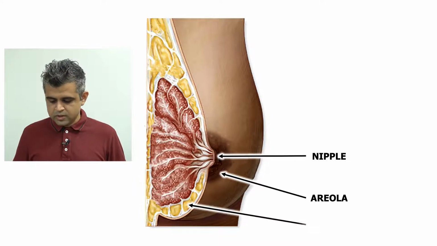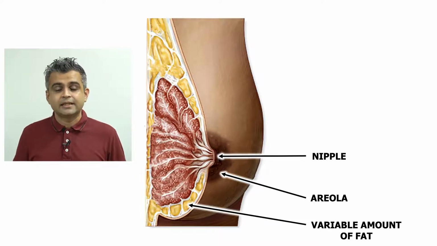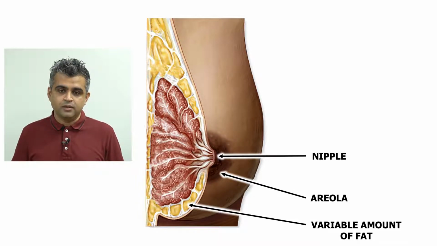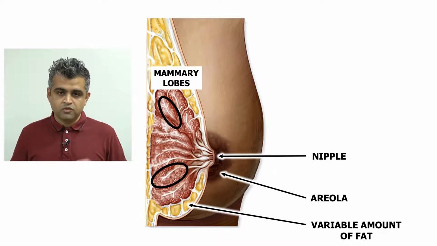Of course, you can also see the parts here in yellow, which may be more or less depending on the woman, and that is why the NCERT says that there is a variable amount of fat in the human breast. At the same time, you can also see these structures here. Now these are the compartments or the lobes which are simply called the mammary lobes, which are found inside the breast. There can be anywhere from 15 to 20 mammary lobes inside each breast.